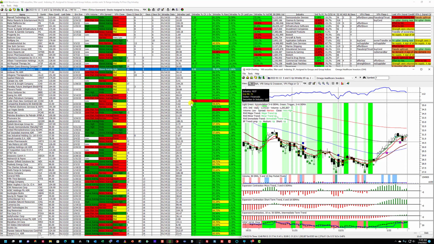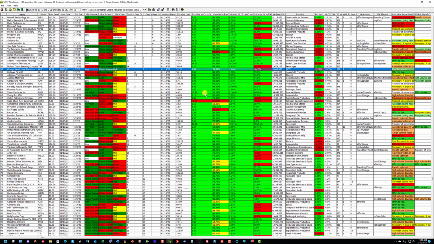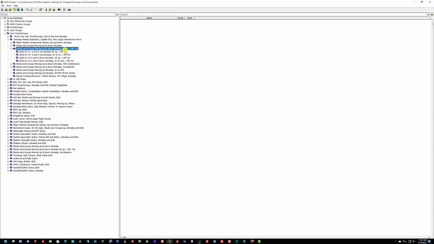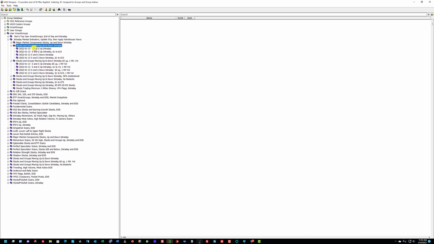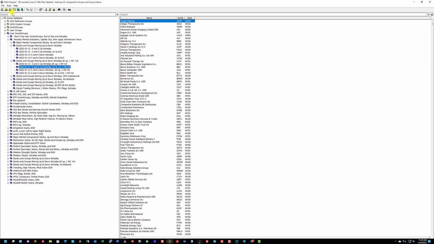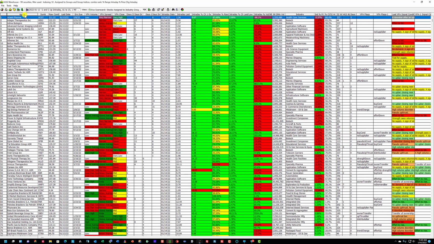So the point I'm trying to make is, even though the indexes are really doing nothing today, in fact they're negative, there are plenty of opportunities just by using these scans in the user smart groups. Now I have a bunch of them here. These are trading at least $1 million. I have institutional, no biotechs. This one contains biotechs. So there's all kinds of these in here. If you have a favorite, I just chose the 1 million volume to make sure that these stocks had good liquidity.